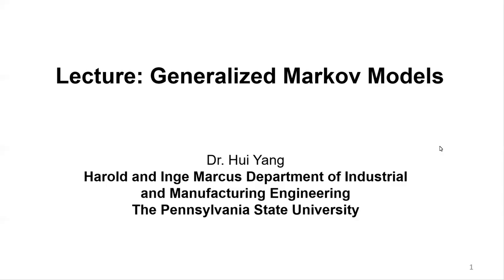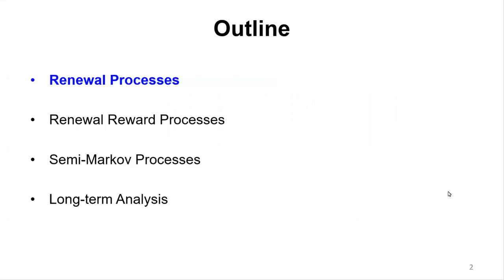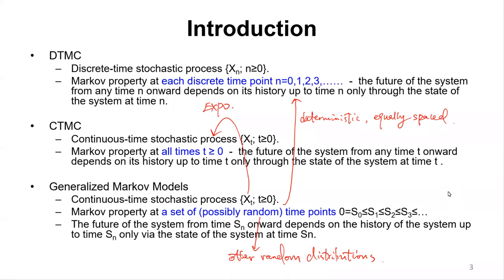Hello, everyone. In this lecture, we are going to discuss generalized Markov models. So this is the outline of the lecture. In this lecture, we're going to focus on the renewal process. And in the next few lectures, we're going to talk about the renewal reward processes and the semi-Markov processes, as well as steady state and long-term analysis of generalized Markov models. So first, let's have a look at the DTMC, CTMC, and generalized Markov models.